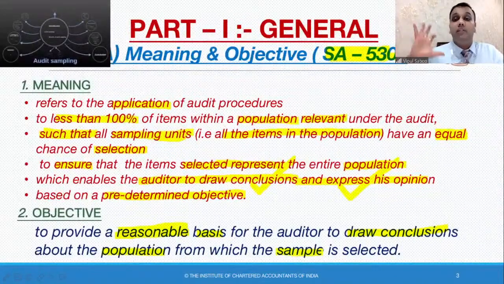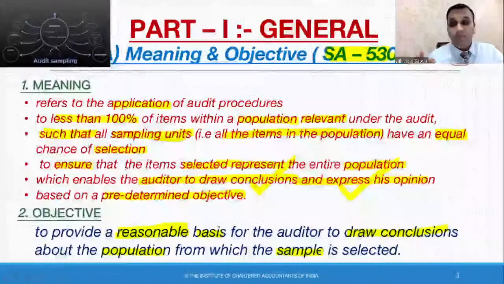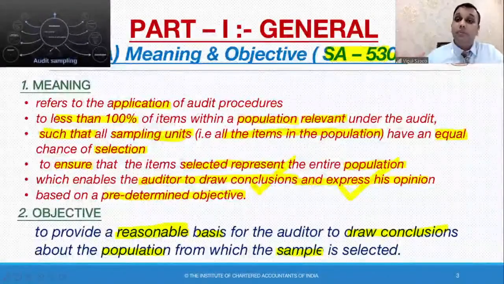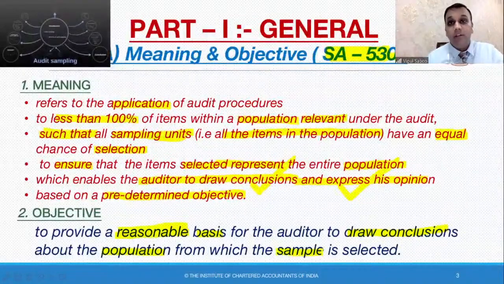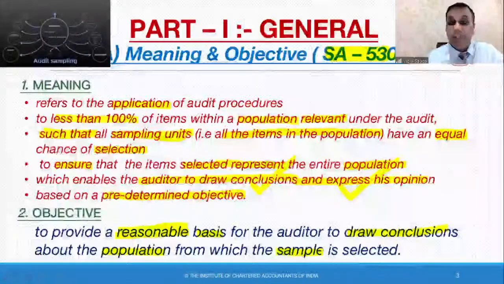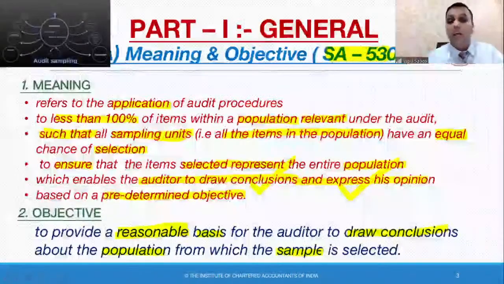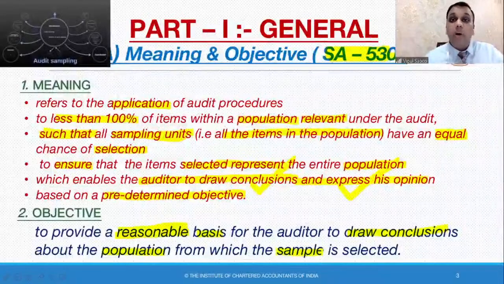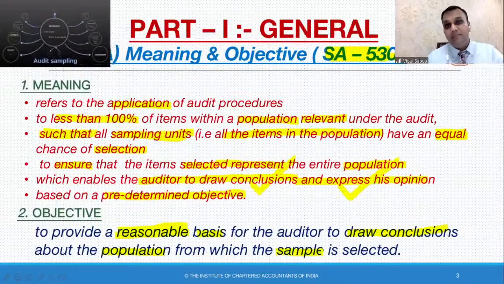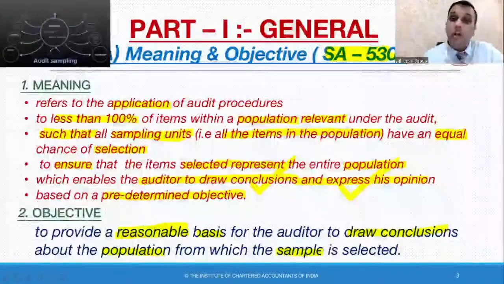Population of anything, whatever parameters, whatever basis he has been given to audit: the financial statements, the ledger accounts, the account balances, the controls. He'll apply his audit procedures on a sample and he'll draw conclusions about the population from which he has selected the sample and will report accordingly in his audit report.